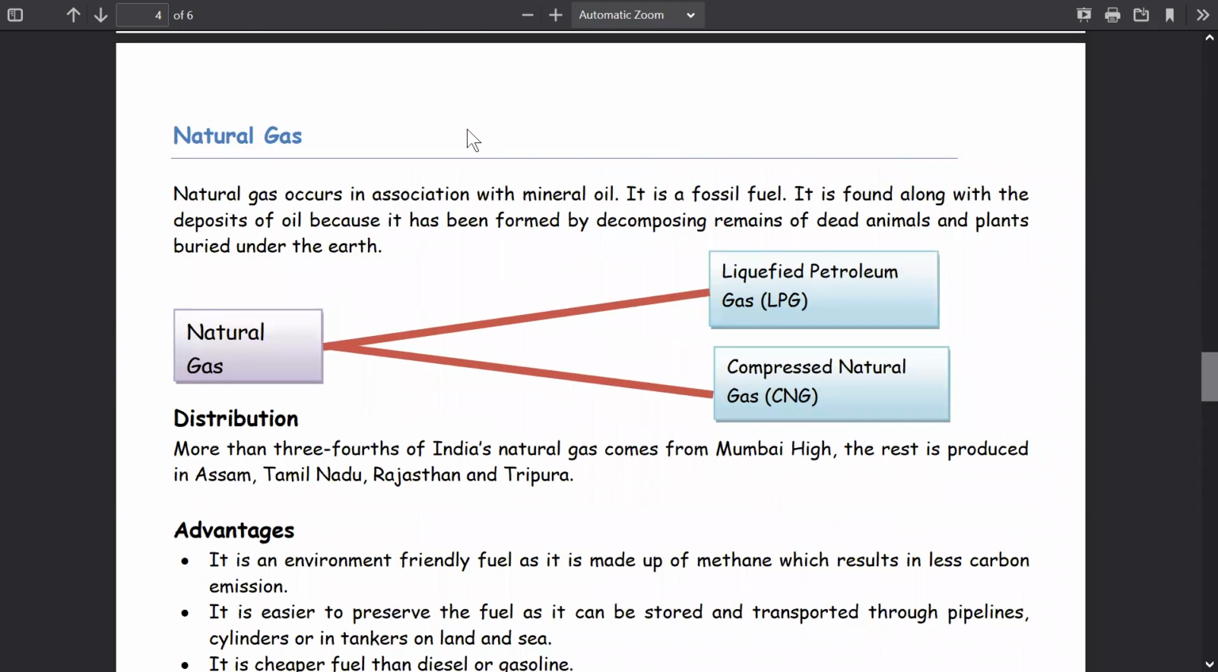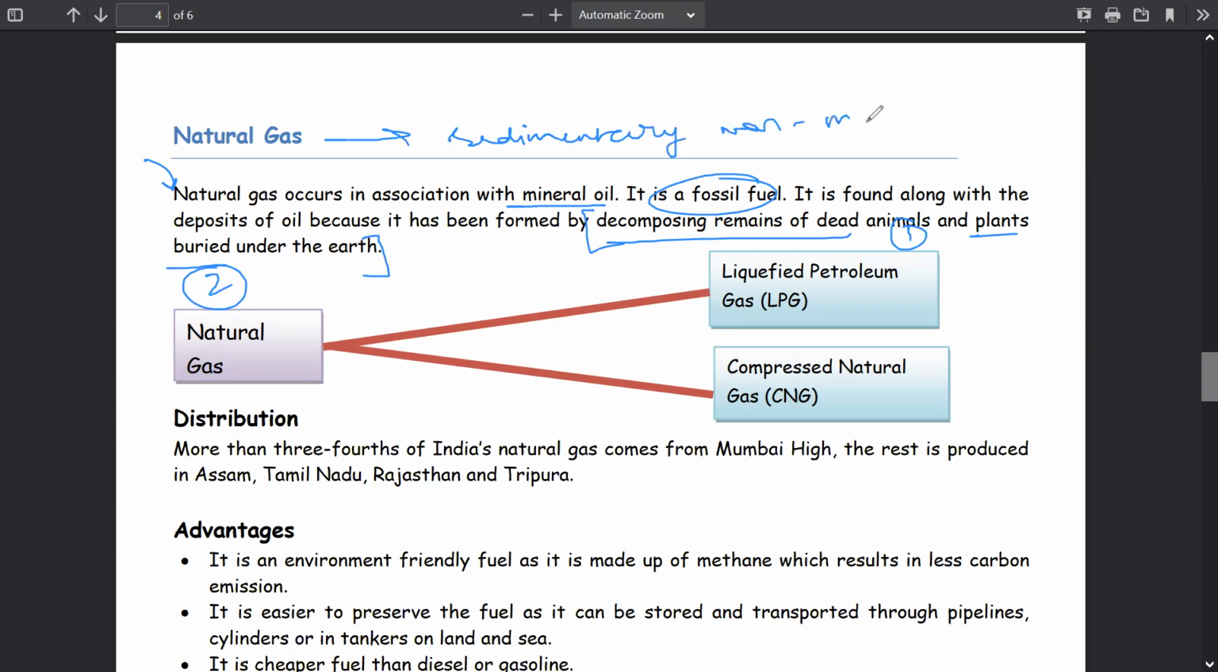Now we have natural gas. So natural gas occurs in association with mineral oil. It is a fossil fuel. It is found along with deposits of oil because it has been formed by decomposing remains of dead animals and plants buried under the earth. So this is basically classified as a sedimentary non-metallic mineral. Okay, so let's move on.